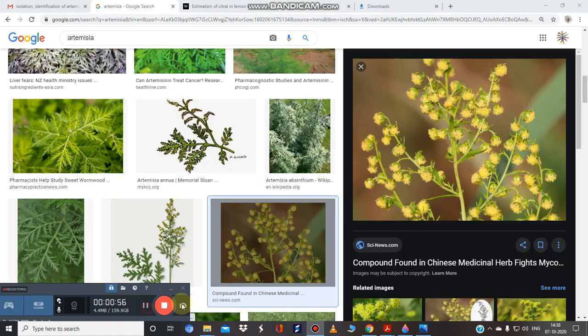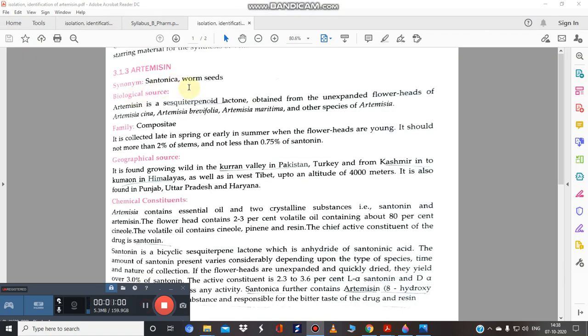So let's start. This is the Artemisia plant, also known as Santonica or wormseed. It is a sesquiterpene lactone. I hope you remember about sesquiterpene, (C5H8)3. So it is a sesquiterpene lactone obtained from the unexpanded flower heads of Artemisia maritima and Artemisia brevifolia, belonging to the family Compositae.